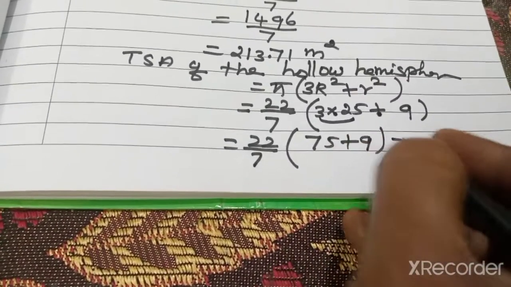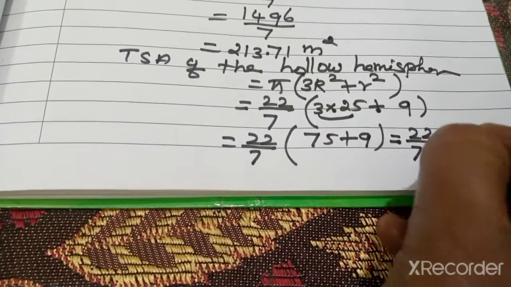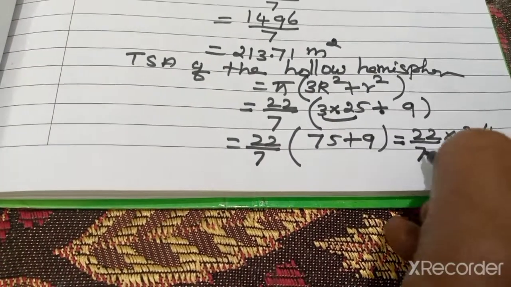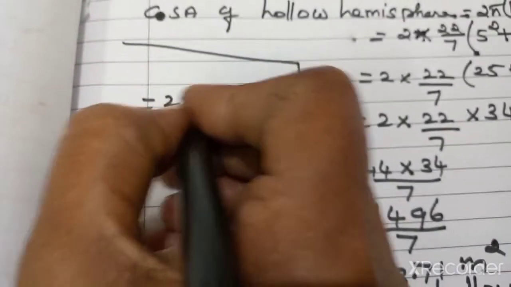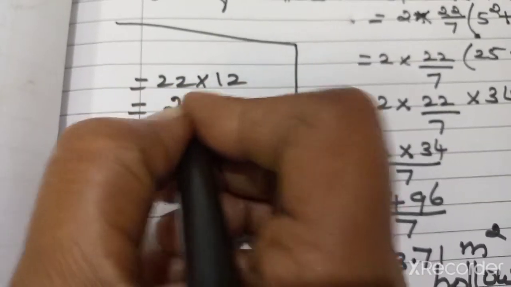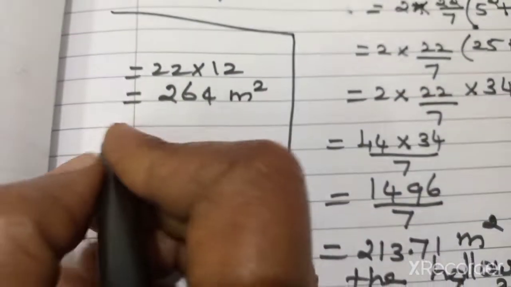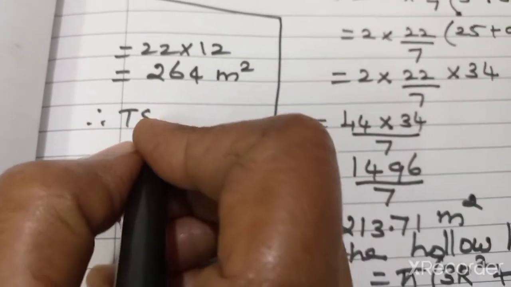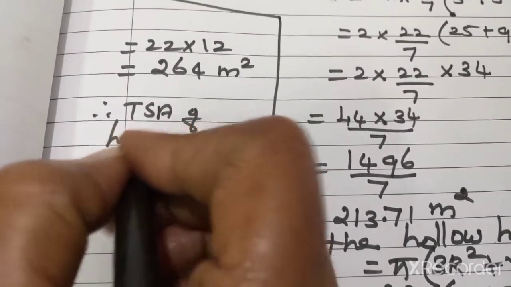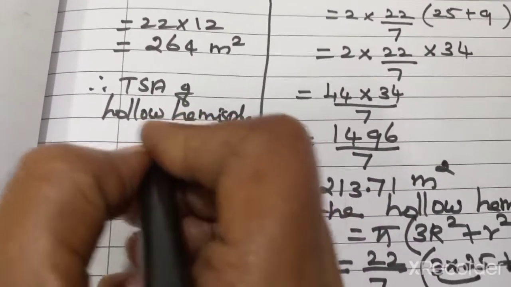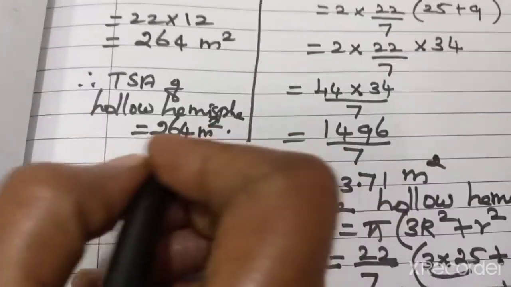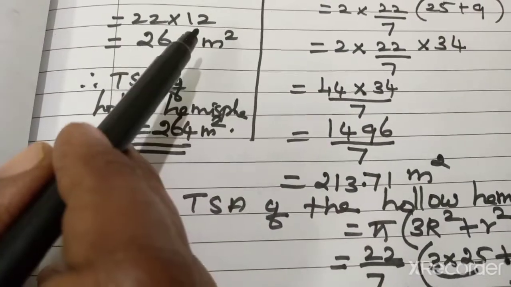Okay, which is equal to 22 by 7 into this both added, 84. This 2 can be cancelled, 1 here, 12. So these 2 are multiplying. This 22 into 12, let us multiply. 22 into 12 is equal to 264 meters square. Therefore, TSA of the hollow hemisphere is equal to 264 meters square. Okay, understood students? If you know the formula thoroughly, easily you can do the sum.